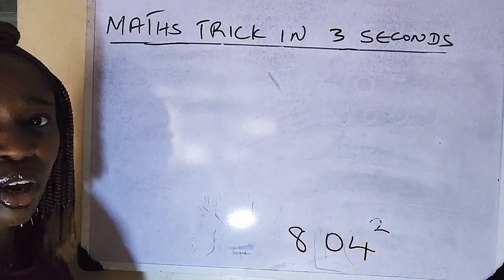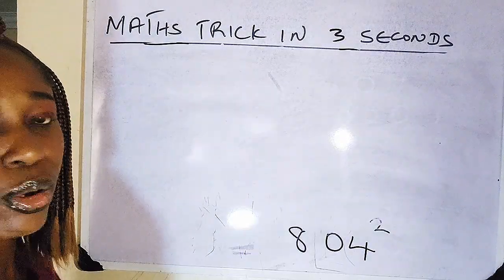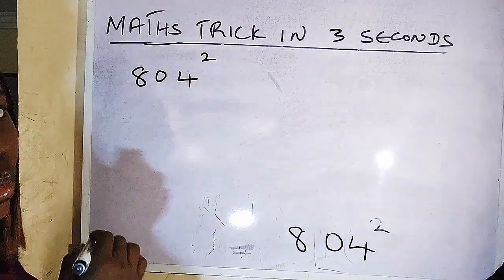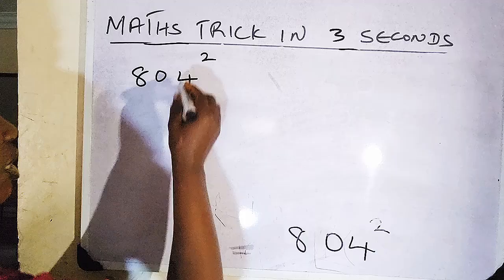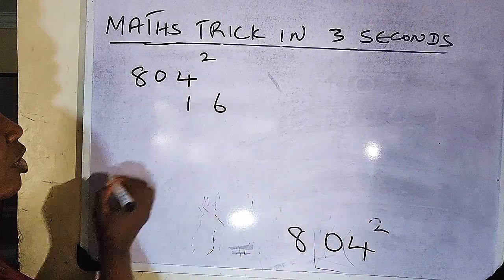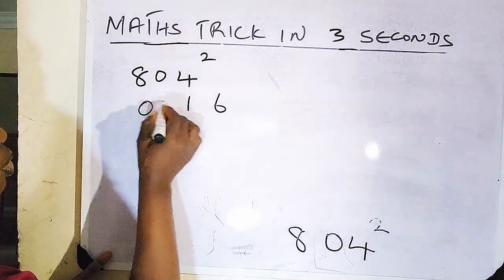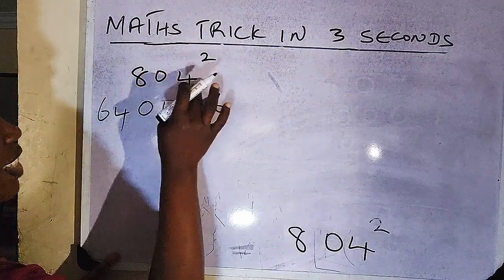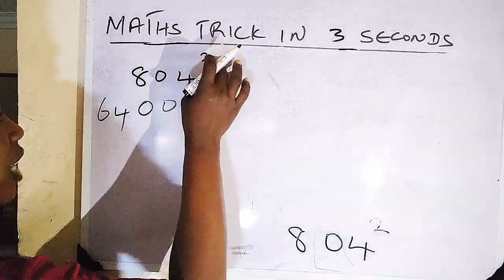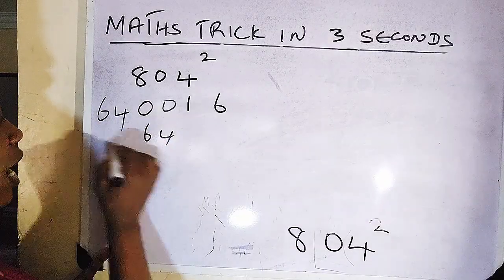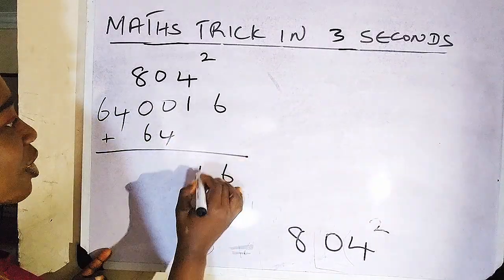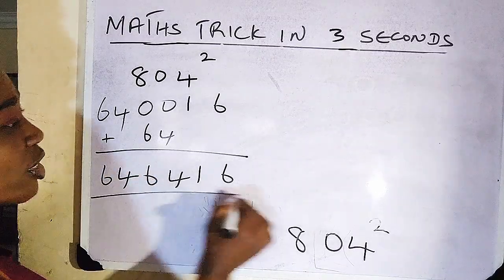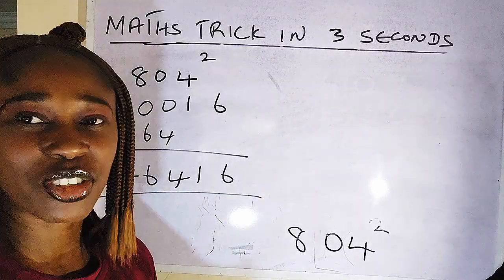So by now you should be done with this classwork. Let's look at the correction. 804 raised to power 2. Just as we have been doing it, 4 raised to the power 2, 16. 0 raised to the power 2, 0. 8 raised to the power 2, 64. 8 times 4, 32, times 2, 64. And we'll add them together: 6 1 4 6 4 6. So this is the answer to that question.